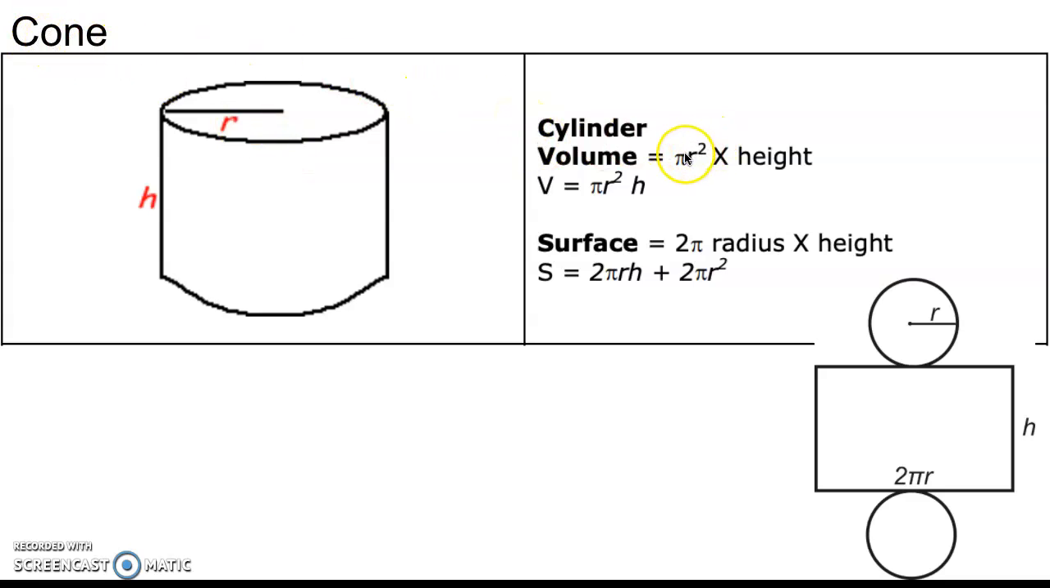The volume is pi times the radius squared times the height. The pi times radius squared probably looks familiar, right? Pi times radius squared is how we find the area of a circle. So for a cylinder, we're figuring out the area of the circle times the height of the cylinder. Most of them basically come out to base times height. Now for the surface area, we're going to say it's 2 pi times the radius times the height.